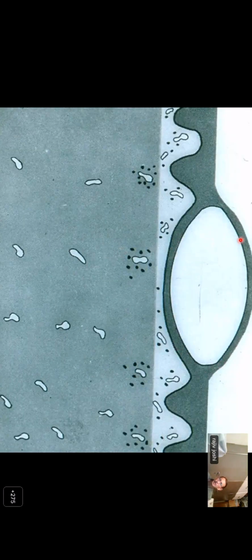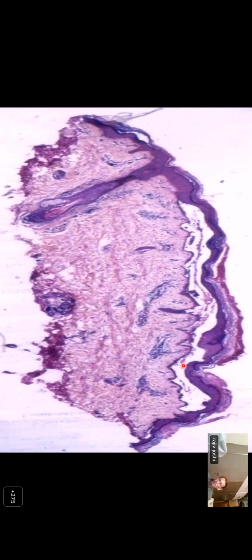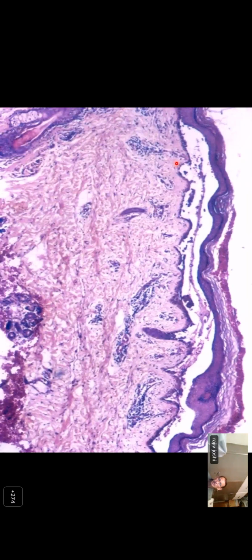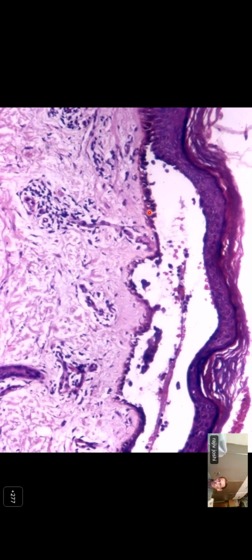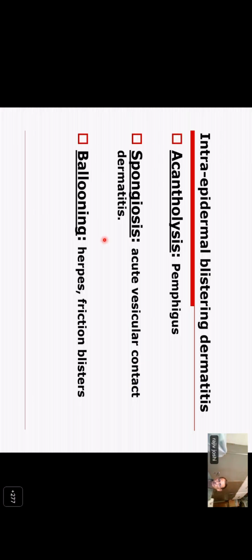Then the next pattern is intraepidermal vesicular, pemphigus. So superficial flat blister within the epidermis, lined by a single row of basal cells, the so-called tombstone appearance. So this is intraepidermal vesicular. The differential here is pemphigus vulgaris. You also get involvement of the eccrine ducts. You get acantholytic cells. So this is pemphigus vulgaris. This is called tombstoning because you get a single row of basal cells.